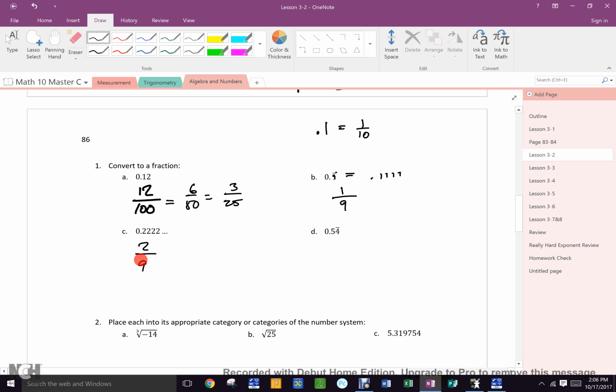Now you guys are extra smart kids. What if I add this? 0.34 and the 3/4 repeated? What would it be? 34 over 99, right? Does that make sense? Okay. What if I add 0.123, all repeating?